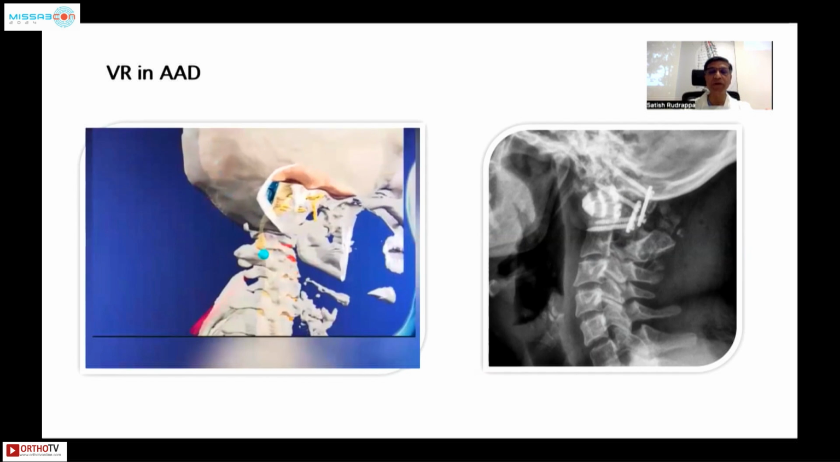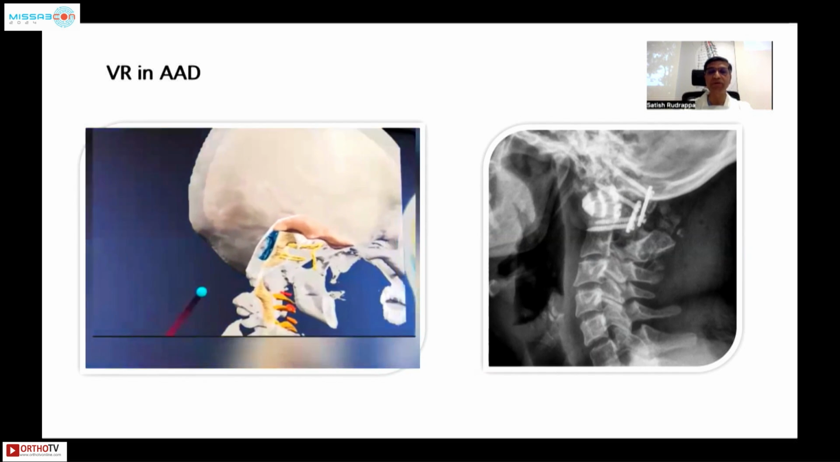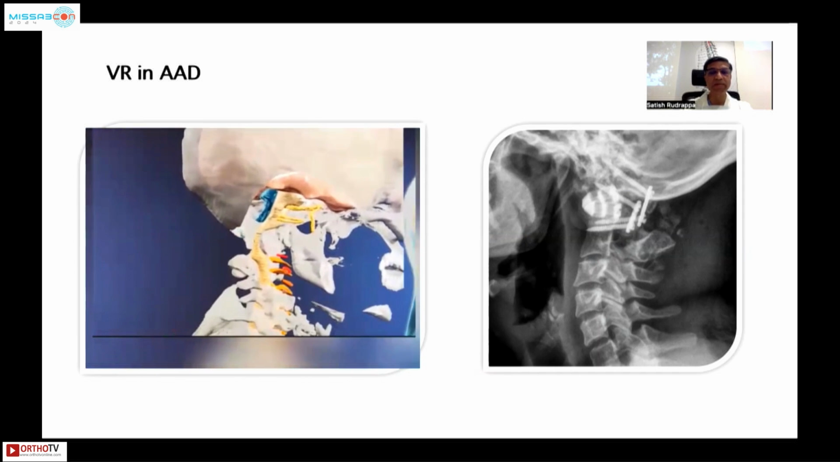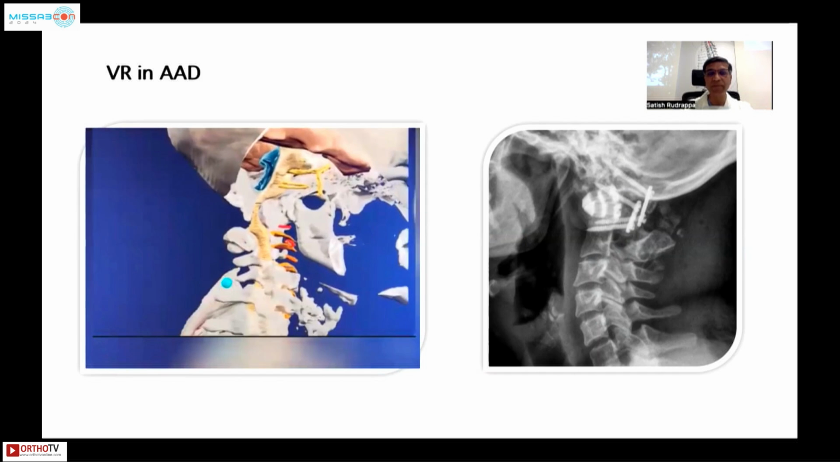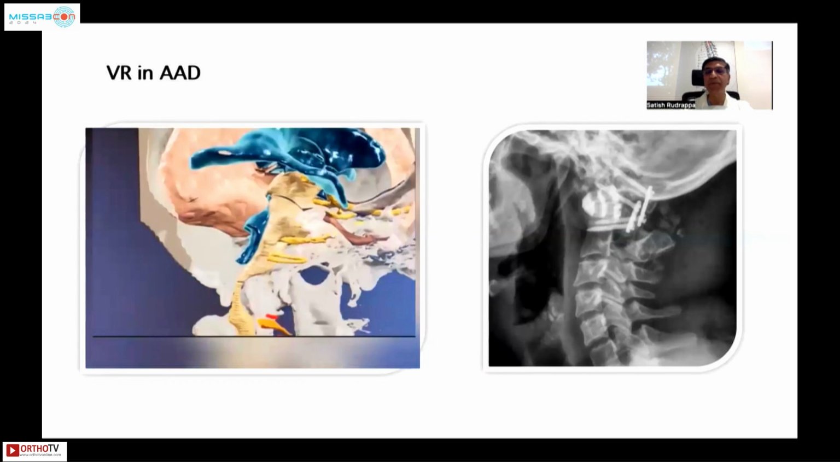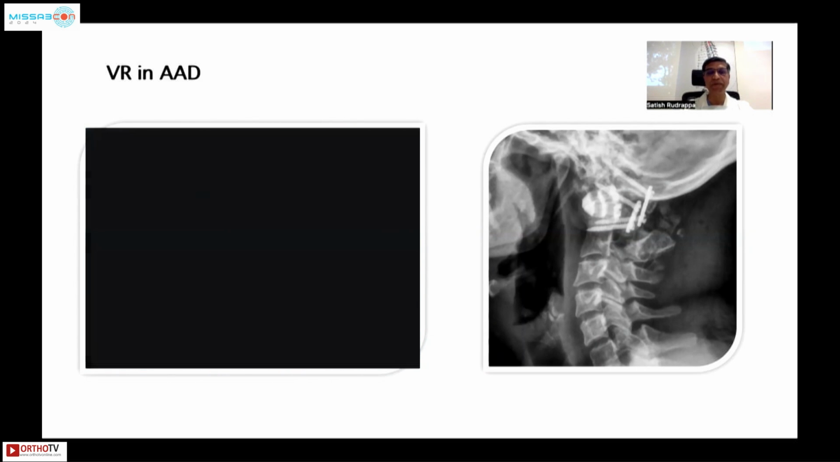Luckily, our surgery went on very well. She started physiotherapy and started walking within 1 week. See, once again, the thinning of the cord at the odontoid region. This is how the VR technique, this mixed reality, helped me in this patient.